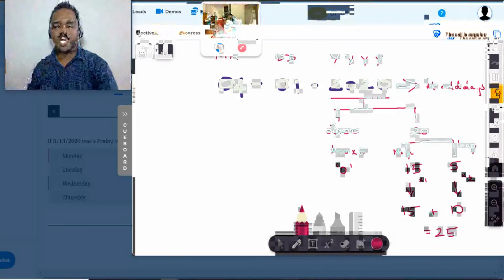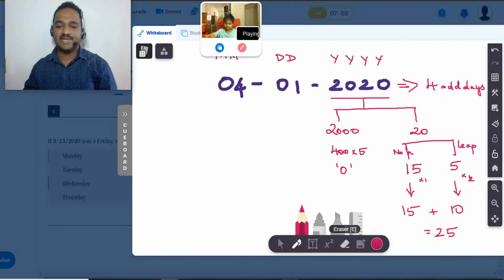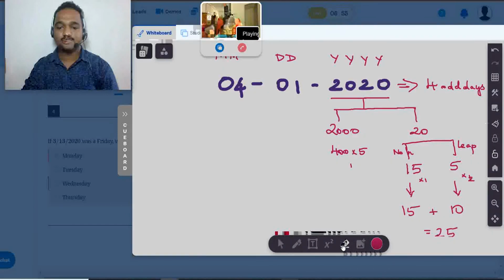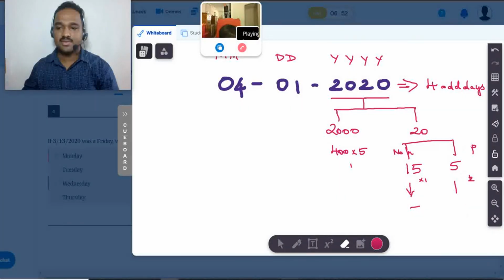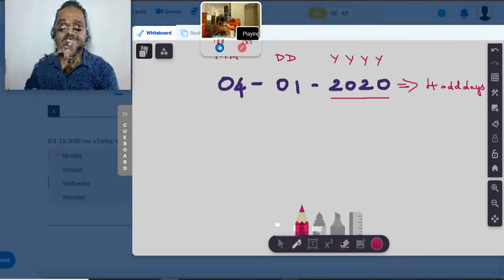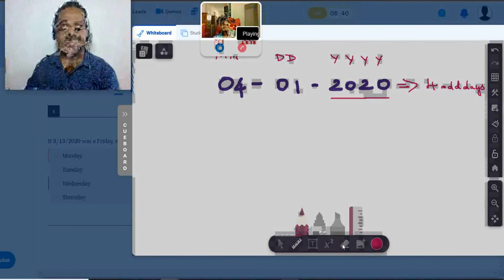Once you complete the year part, you can just download it because I'm going to just erase that calculation part on the right side. Done? Okay. So once you complete the year part, we have to move to the month part. So you should not count the last month. Oh yeah, we'll count that also, not a problem. We'll do it.